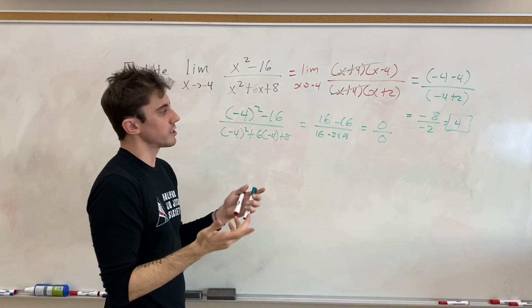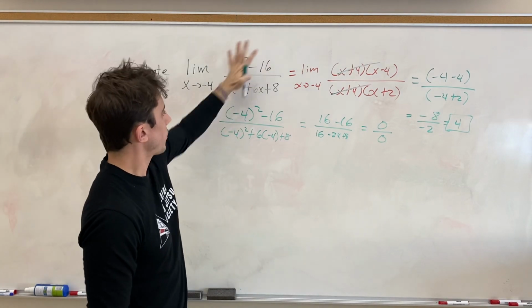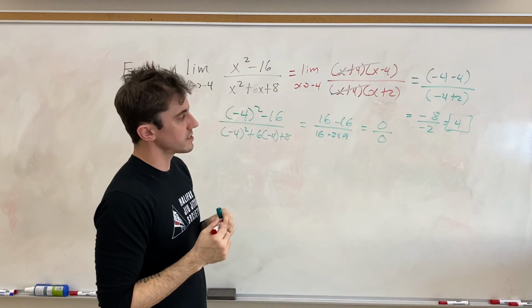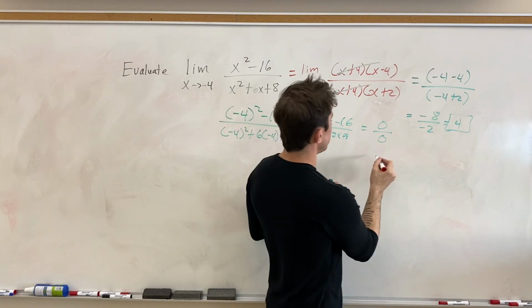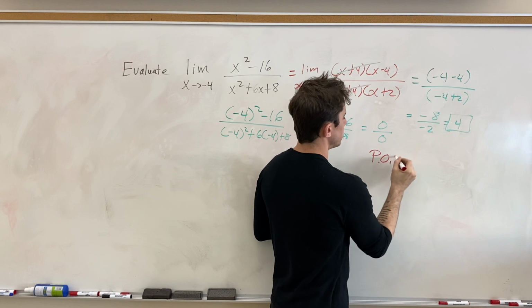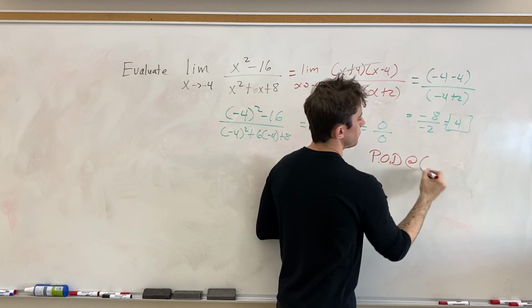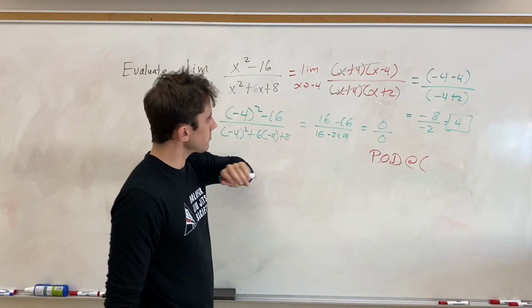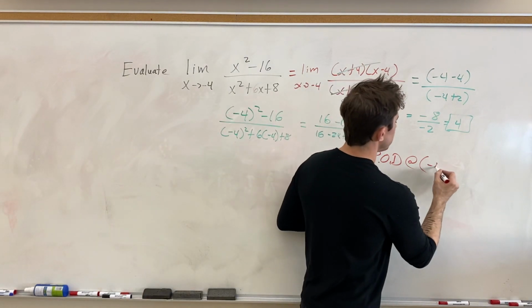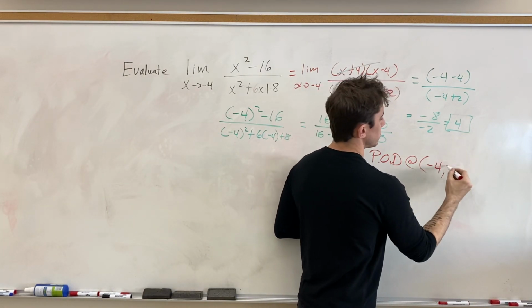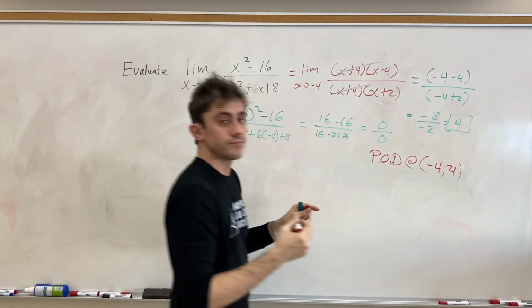So if you wanted to check on Desmos, or on any graphing software, you could plot this function and notice that you have a point of discontinuity, a P.O.D. at x is equal to -4 and y is equal to 4, okay?